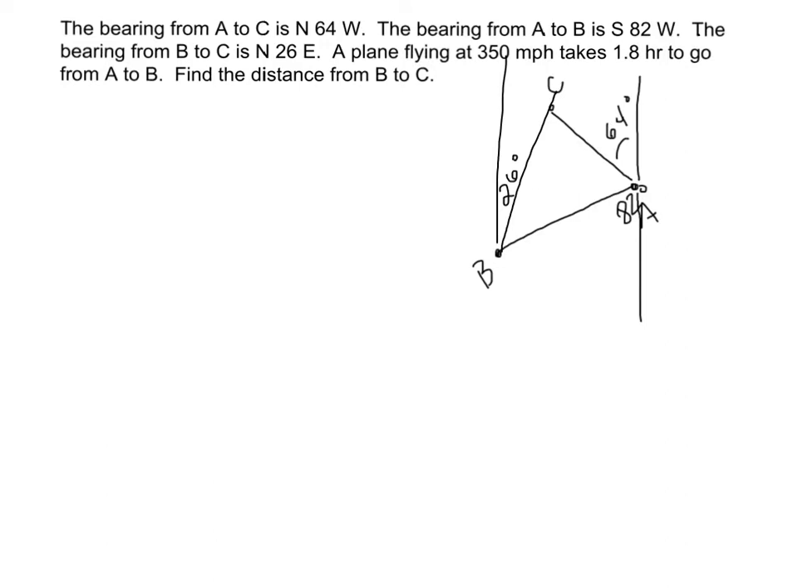The next thing it tells us is that if a plane flies from A to B at 350 miles an hour, it takes 1.8 hours to go. It doesn't seem like important information, but that's actually how we will get the distance from A to B. So if we look at that distance, we'll call it C because it's side C. That distance is equal to the rate times time. The rate is 350. The time is 1.8. So this gives us a distance for side C of 630 miles.